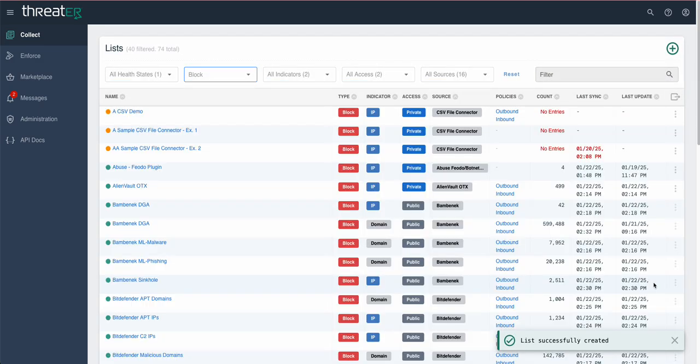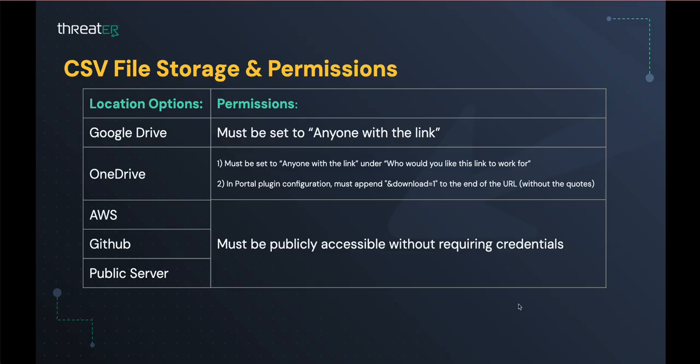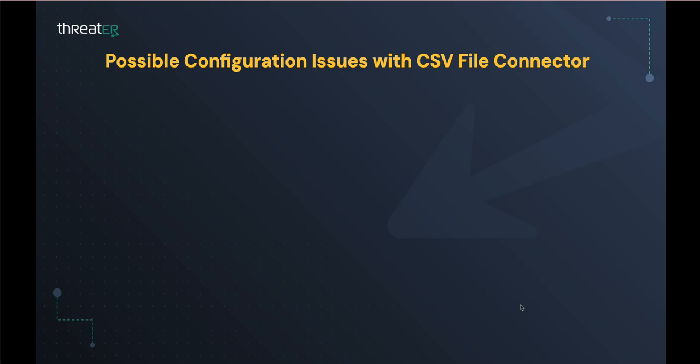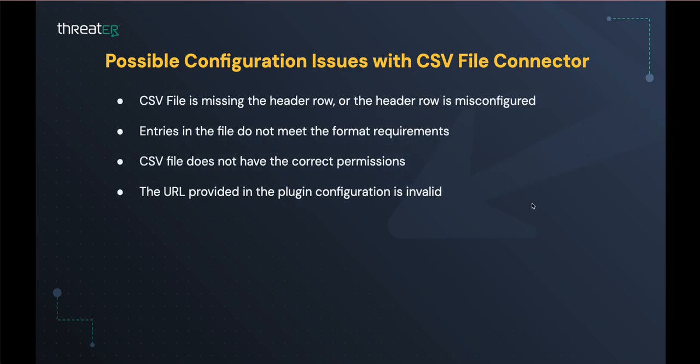Once this list is created, it may take several minutes to retrieve the indicators. You'll need to refresh your screen after a period of time to verify threatER has synced with the file and retrieved indicators. Here are some possible configuration issues you may run into with the CSV file connector. The CSV file is missing the header row, or the header row is misconfigured. The entries in the file do not meet the format requirements that were outlined in the previous slide. The CSV file does not have the correct permissions, or the URL provided in the plugin configuration is invalid.